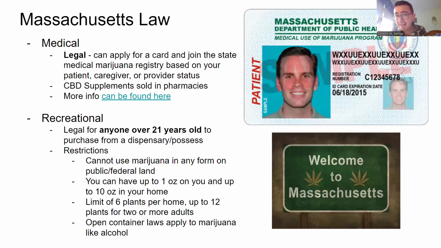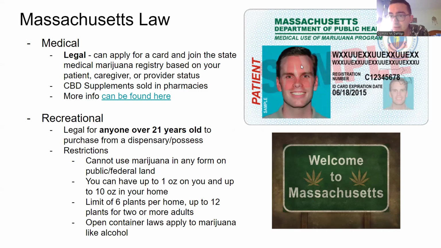So just as an example, for a state where both medical and recreational cannabis are legal, I'll give you an example because it's quite close to how most states where both are legal handle it. So medically, in Massachusetts state law, it is legal. You can apply for a card and join the state medical marijuana registry based on your patient, your caregiver, or your provider status. So you don't have to be the one taking the cannabis to get a medical marijuana card in Massachusetts.